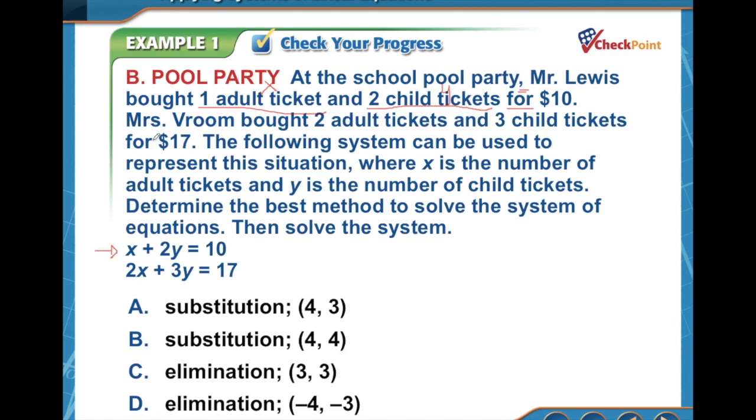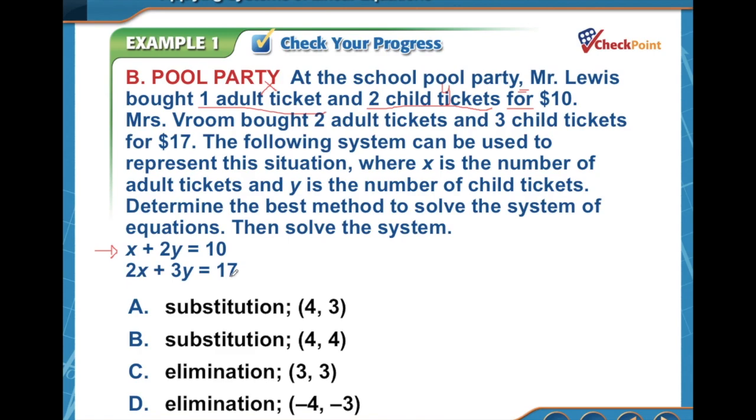Next one, Ms. Vroom bought 2 adult tickets, so 2x, and 3 child tickets, that's 3y. 4 means equals, and 4 is 17. 17 is here. So that's how we generate the 2 equations. They tell us now the following system can be used to represent this situation, where x is the number of adult tickets and y is the number of child tickets. So determine the best method to solve the system of equations, and then solve it.